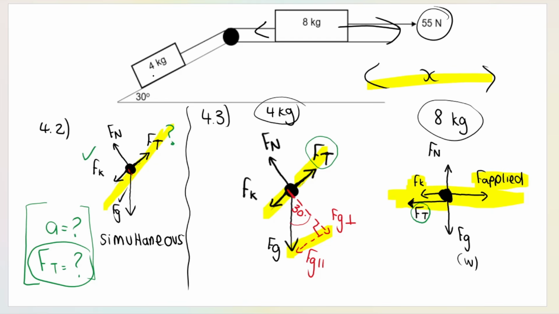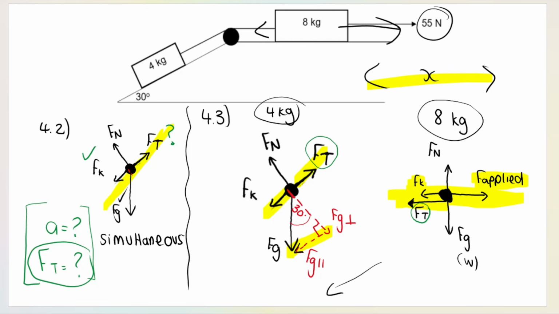So we know that Fg is straight down, right? And we know that we can break down Fg into Fg perpendicular and Fg parallel. How do I know that Fg parallel is going down the slope? Think about it. If this box had to free fall, not free fall, but free slide down the slope, which way would it move? If I let it slide, it would slide down the slope. That's because the weight or the parallel component of the weight is pulling it down the slope.